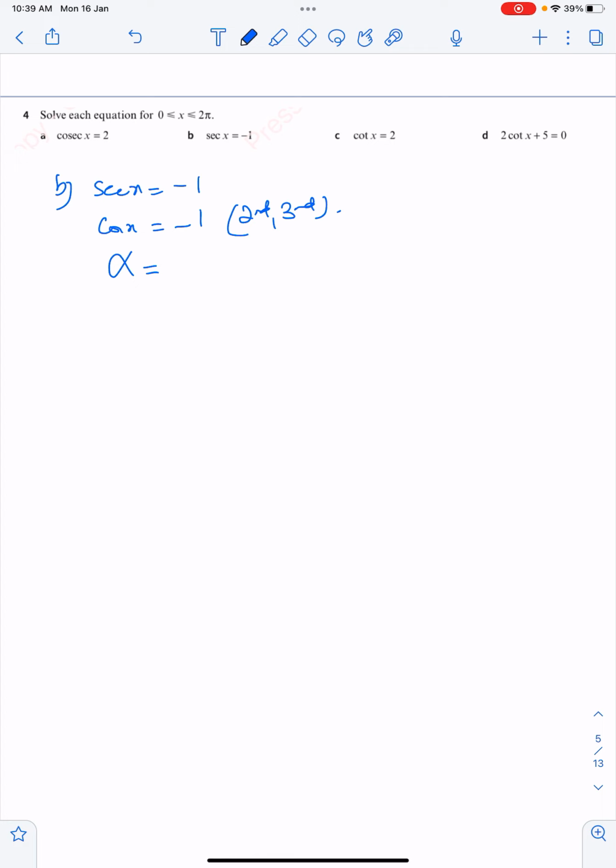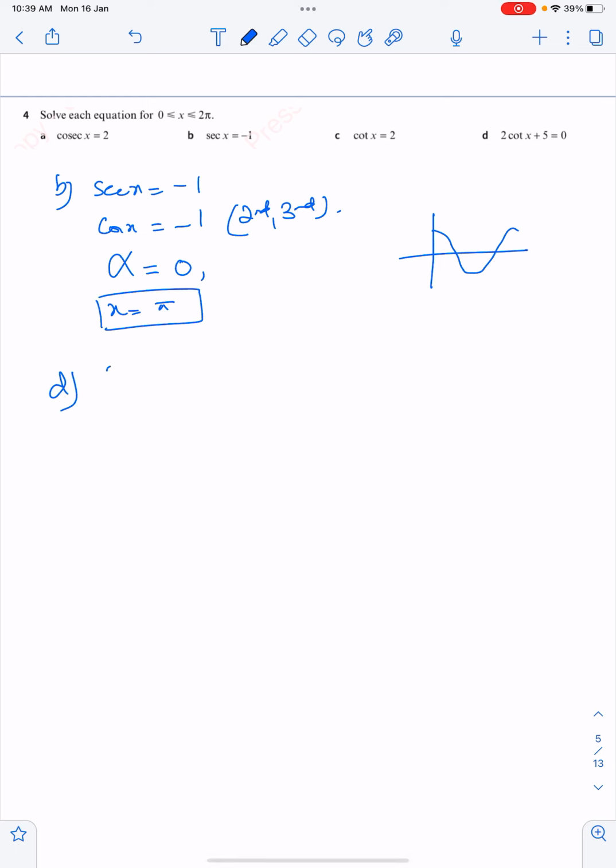Cos inverse of 1 is going to give us 0. And cos is negative. As per the graph of cos, we know that cos is -1 at 180 degrees, which is pi actually. So we're going to give the answer as pi. Basic angle is 0, but since we know it's negative, we know cos is -1 at pi. So we're going to give the answer as x equals pi. This is the first answer.